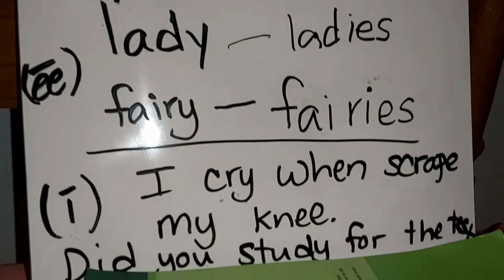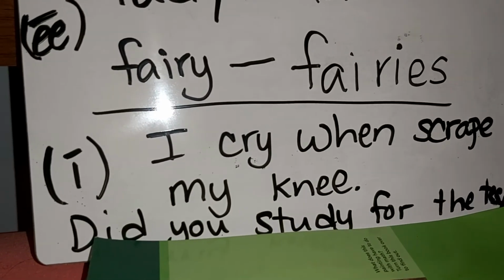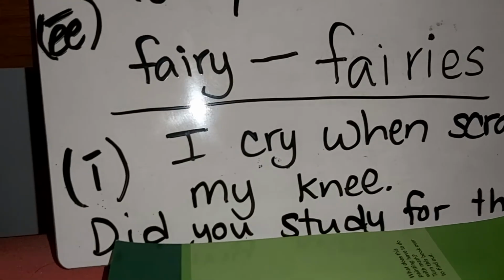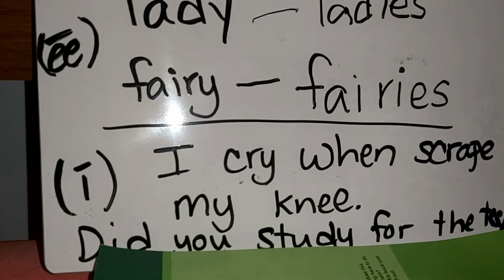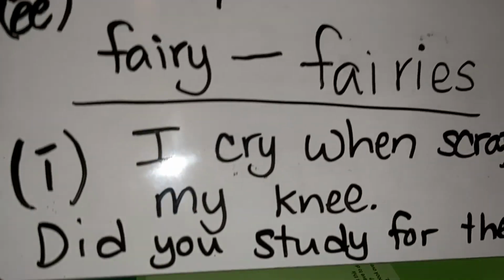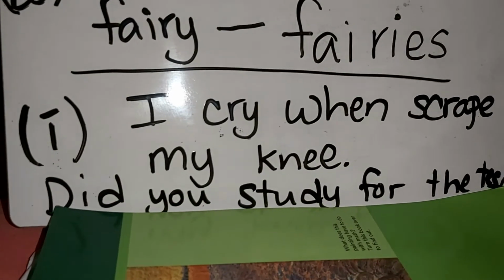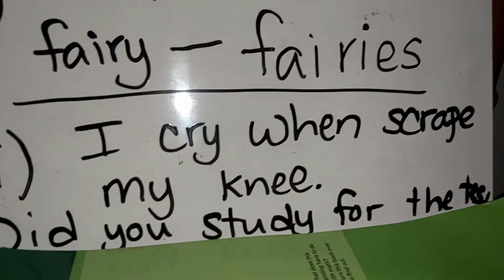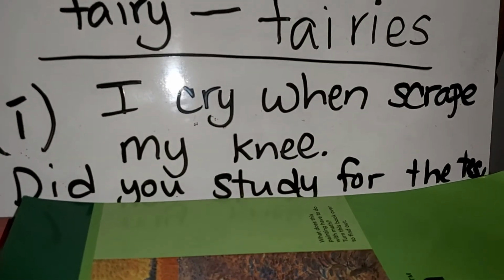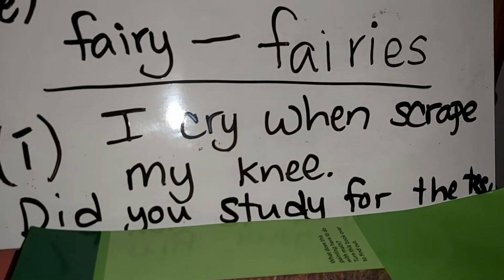Fairies. Okay, so now I have a couple sentences. In these sentences, you will see the Y, but when you hear them, they will sound like the long I. I'm going to say these sentences in singular version, and I would like you to come up with ways we can make these plural. Our first sentence is, I cry when I scrape my knee. Can any of you think of how we can make this plural?